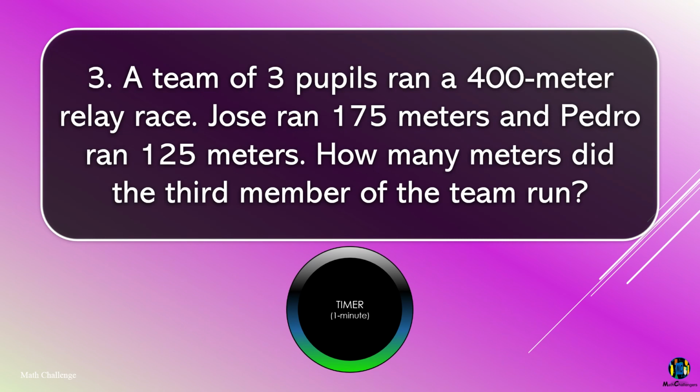3. A team of 3 pupils ran a 400-meter relay race. Jose ran 175 meters and Pedro ran 125 meters. How many meters did the third member of the team run?